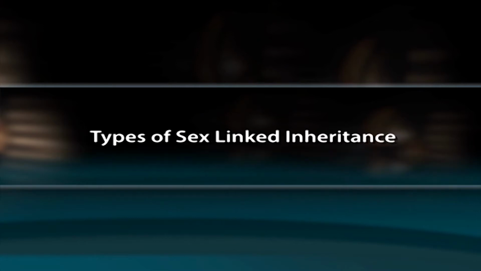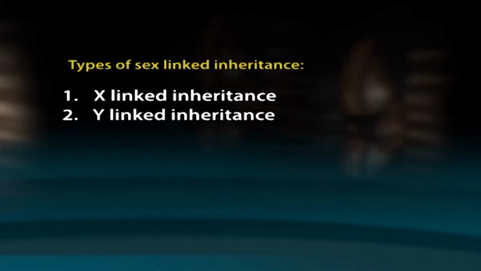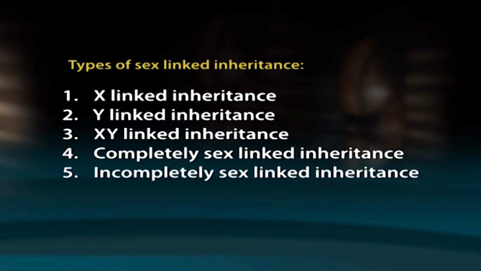Let us first see about types of sex-linked inheritance. There are 5 types of sex-linked inheritance. They are as follows: 1. X-linked inheritance, 2. Y-linked inheritance, 3. XY-linked inheritance, 4. Completely sex-linked inheritance, and 5. Incompletely sex-linked inheritance. We have already discussed X-linked and Y-linked inheritance in part 1. Other types of sex-linked inheritance are XY-linked inheritance, completely sex-linked inheritance and incompletely sex-linked inheritance.